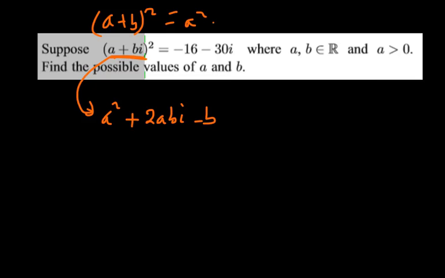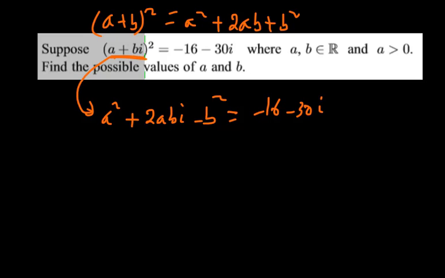Okay, so let's expand this one. This is the same as a squared plus 2abi, which means twice of abi, plus b squared. Here b squared means bi squared, so that goes to minus b squared. I just use this expression: a plus b the whole square means the square of the first, twice the product of a and b, plus the square of the second, b squared. So I just use this one. This is the same as negative 16 minus 30i.